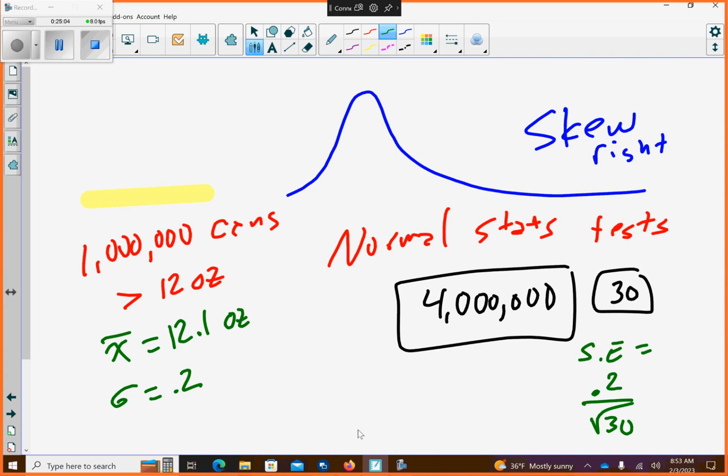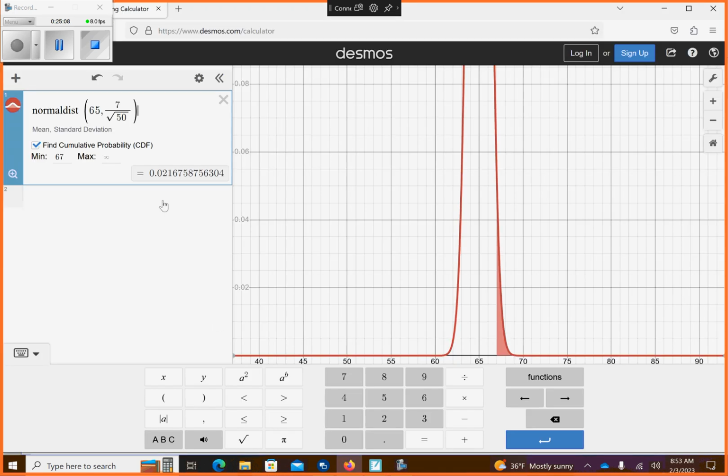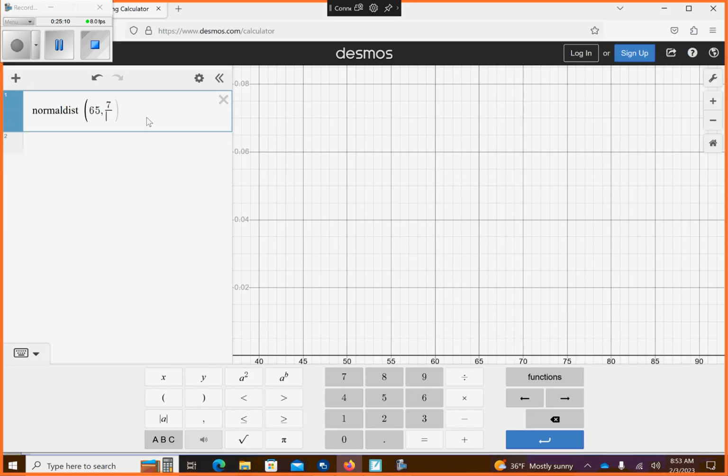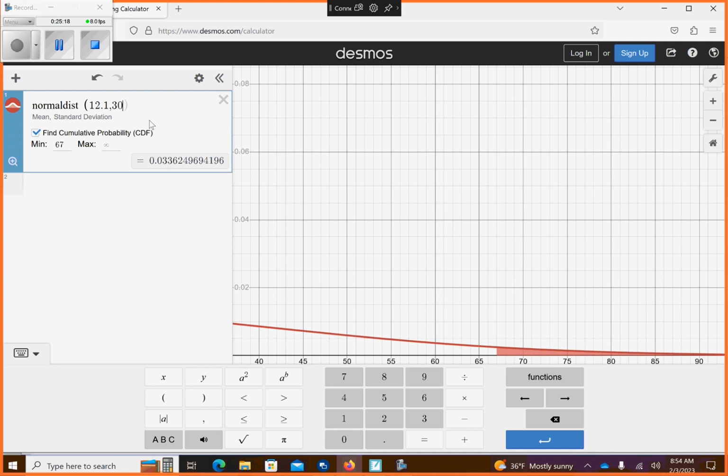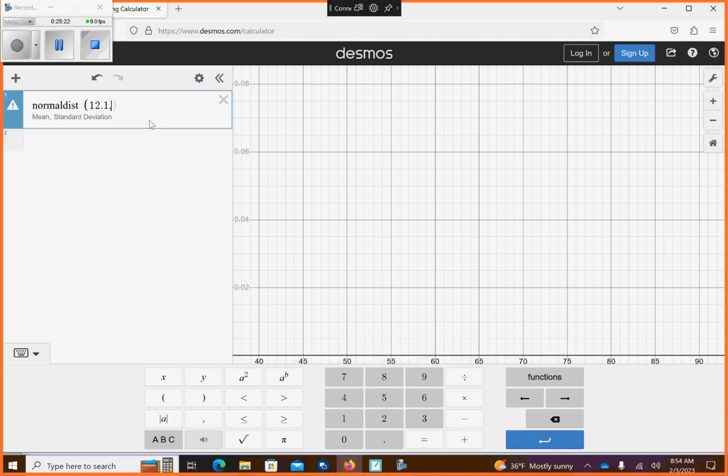So we're going to jump back to Desmos. I'm going to go 12.1, comma, and then 30. Oh, no, not 30. What was our standard deviation? 0.2, I said? 0.2 divided by the square root of 30.